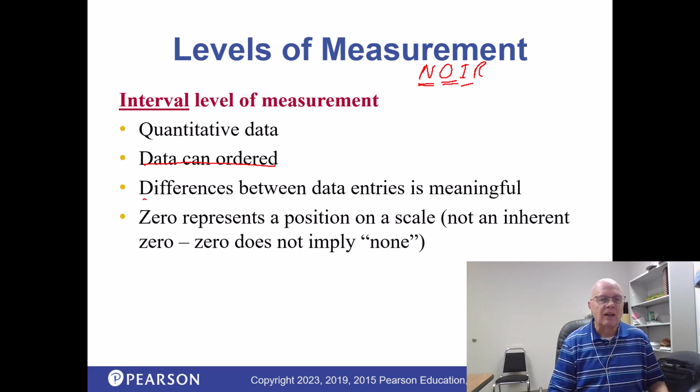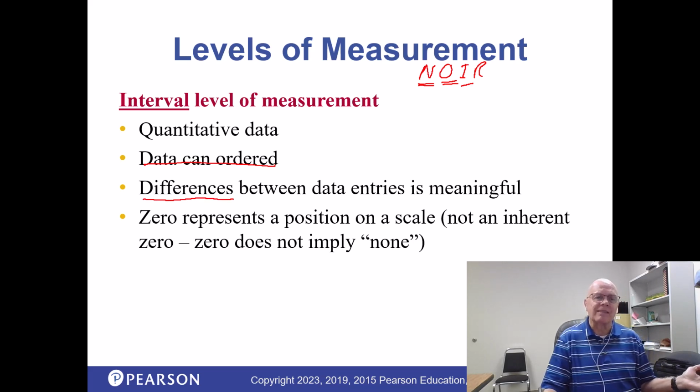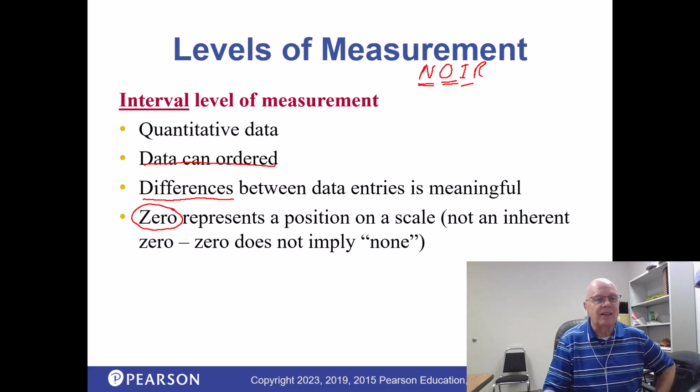For example, temperature. Temperature, sure, there are differences. Between 68 and 70, 2 degrees difference. Right, it's quantitative. It can be put in order, obviously, and you can subtract. But a 0 temperature doesn't mean there's no temperature. 0 does not mean the bottom level, because you can have a -7 degrees Fahrenheit. 0 does not mean none.